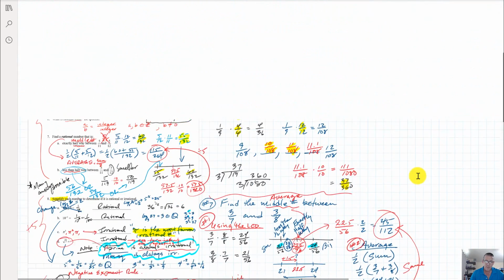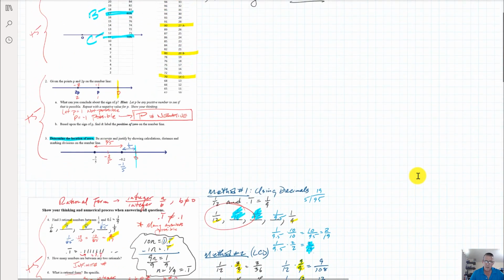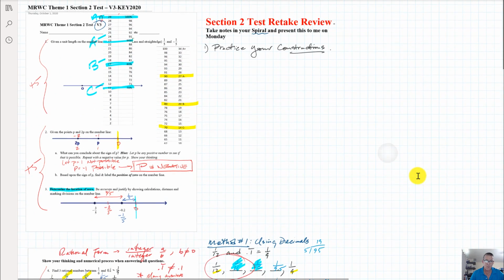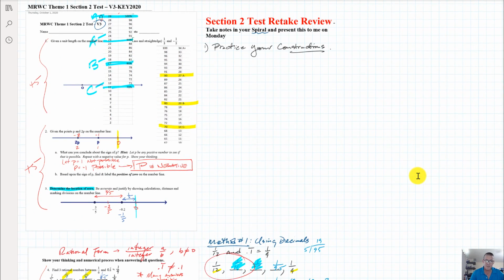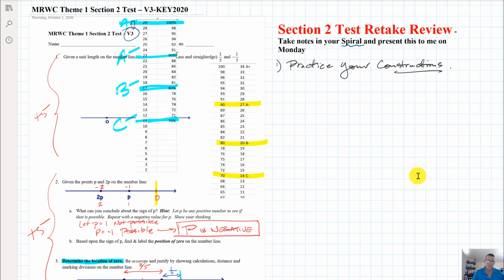I went through a lot of concepts here. They should have all been in your spiral. Like I said in the very beginning, make sure you practice your constructions here. This is for the retake on Chapter 2 for Section 2 test at MRWC.